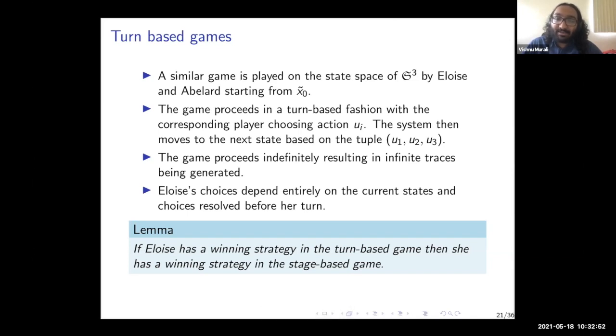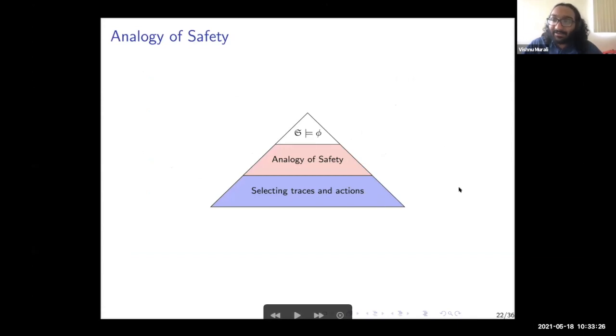However, the key point is that Eloise's choices of actions u1, u2, or u3 depend entirely on the current states and choices resolved before her. Her choice of action u1 cannot depend on u2 and u3, and her choice of action u3 depends on u1 and u2. Therefore, we arrive at the following lemma. If Eloise has a winning strategy in the turn-based game, then she in fact has a winning strategy in the stage-based game to guarantee the satisfaction of a specification. And so we can argue about the satisfaction of the specification in terms of the composed system. We thus have the first base of a pyramid, and now we can consider what's the equivalent analogy in the context of hyper-LTL.